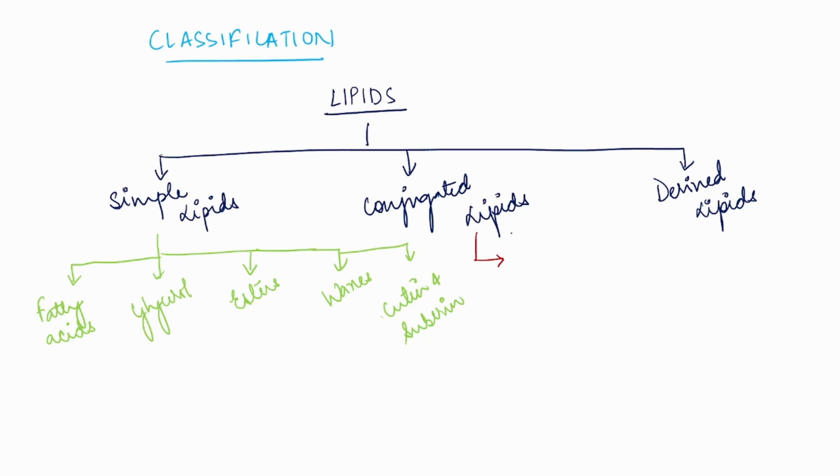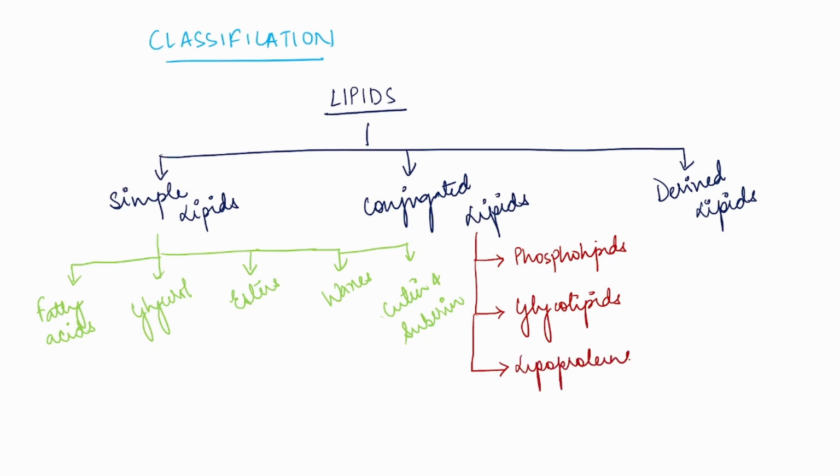And conjugated lipids are classified as phospholipids, glycolipids, lipoproteins, and chromolipids. Right? And next is derived lipids. Now in this we will first be looking into fatty acids.